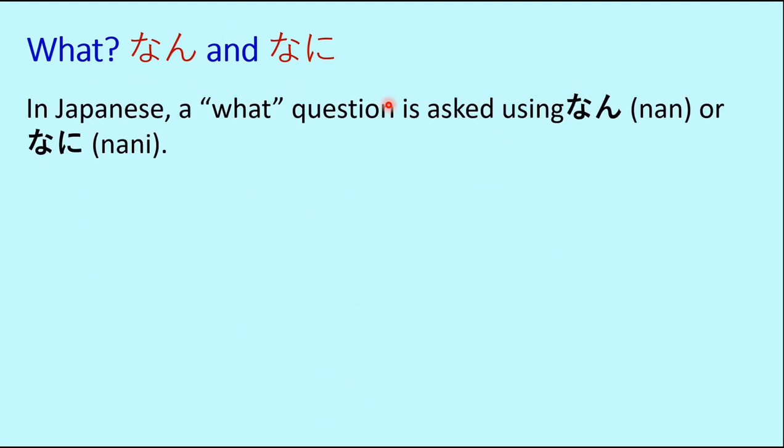So, nan and nani. Here you can see it's written in hiragana. By now you must be familiar with the hiragana characters since this is the 35th lesson, so I assume that you know how to read these characters. There are two words, nan and nani, for what in Japanese, and in this lesson, we shall see how these two are used in different scenarios. In Japanese, a what question is asked using nan or nani.